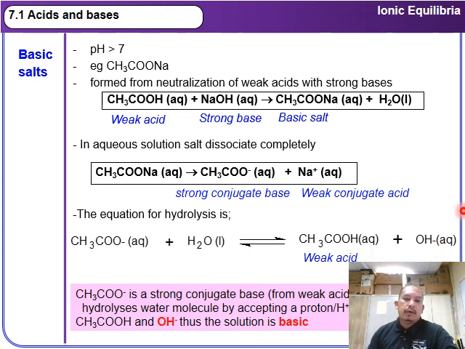So the acetate ion CH3COO- is a strong conjugate base from the weak acid CH3COOH. It hydrolyzes the water molecule by accepting a proton, H+, to form CH3COOH and OH-. Thus, the solution becomes a basic solution.